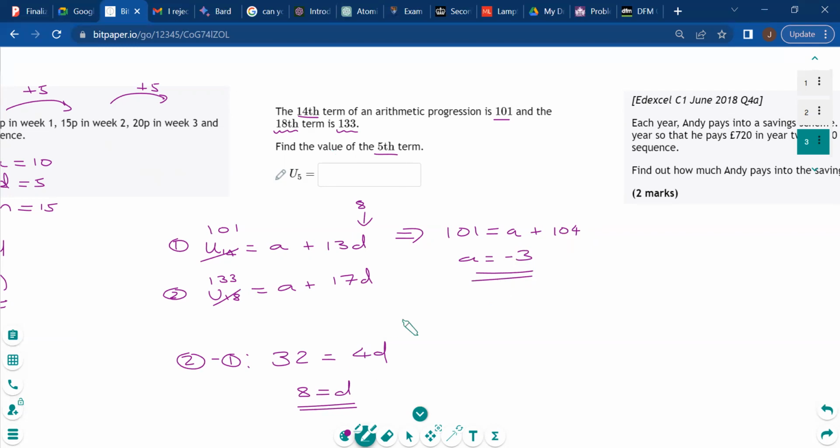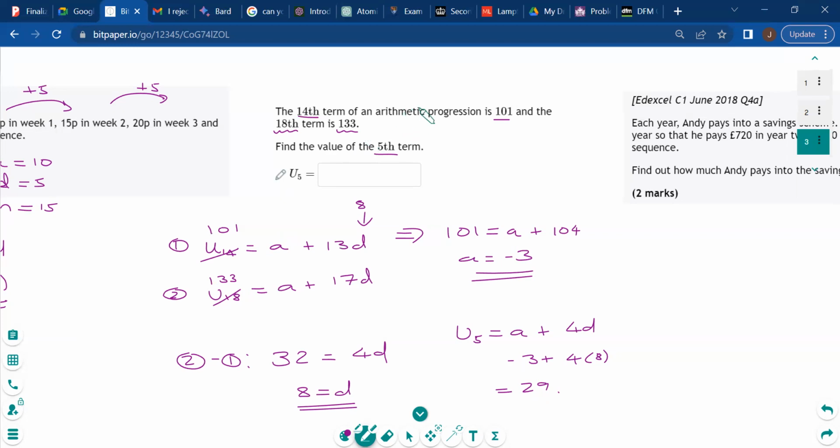So why is this good? Well, now you know what a is and you know what d is. You can work out, say, the 5th term. You know that the 5th term means a plus n minus 1, which is 4, 4 lots of the difference. So it must be minus 3 plus 4 lots of 8, which is 32 minus 3, which is 29. So that's one way that you could have done it.